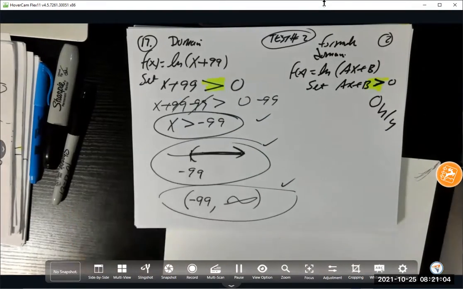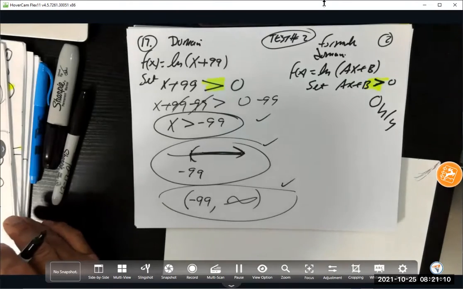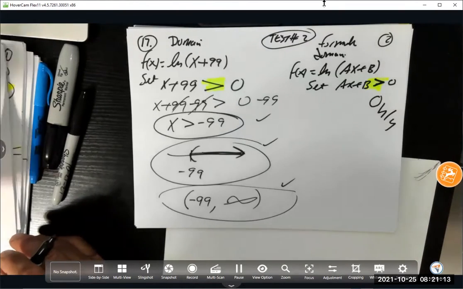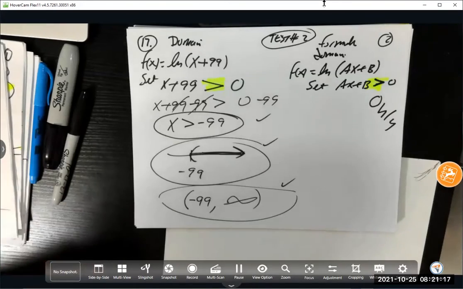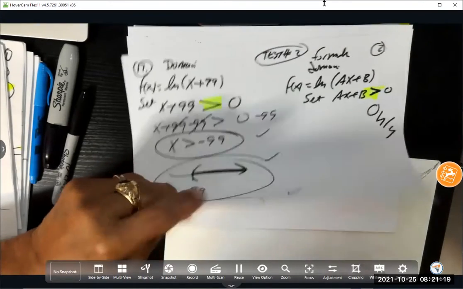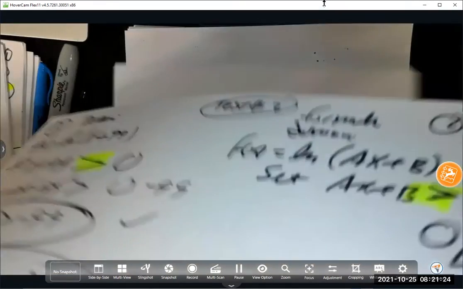All right, is that okay for number 17? Yes or no? Yes. Yes, sir. Skills are there, man. Hey, this is a good thing. All right, let me go to problem number 18. Number 18. Ready? Let's go number 18 now. Let's see what we have.